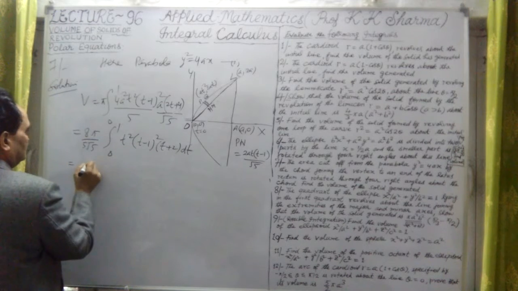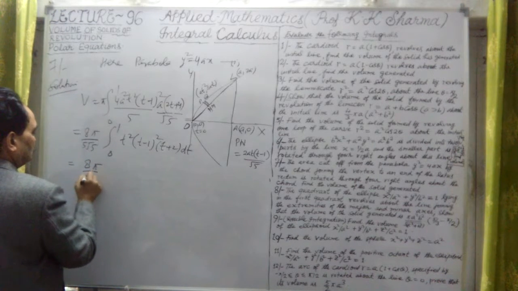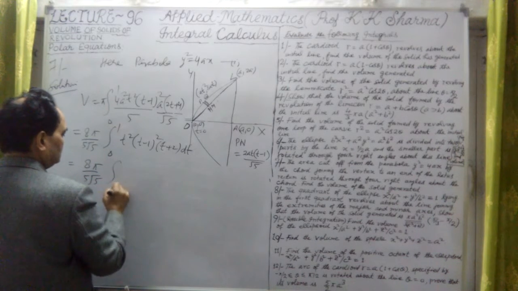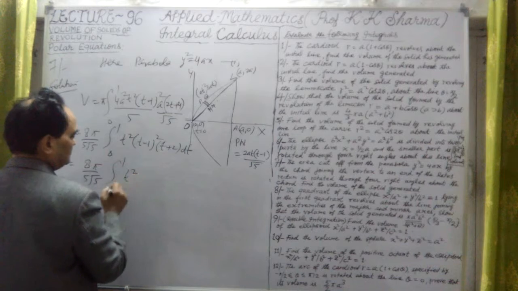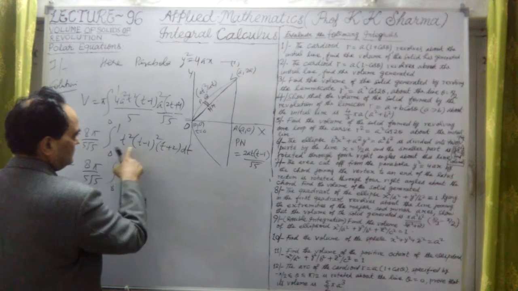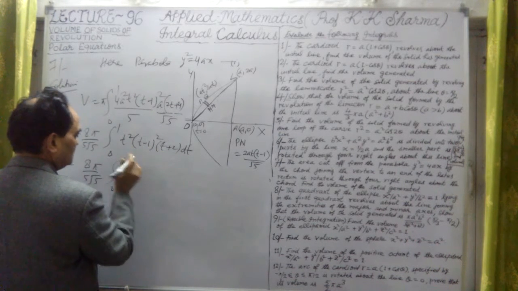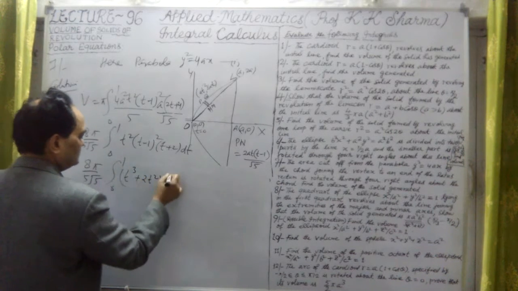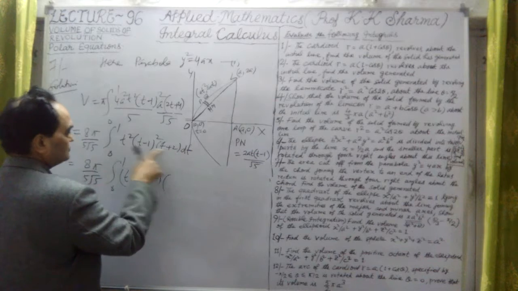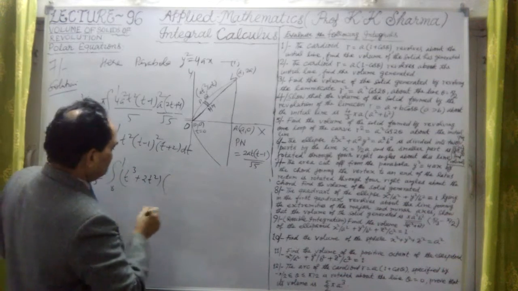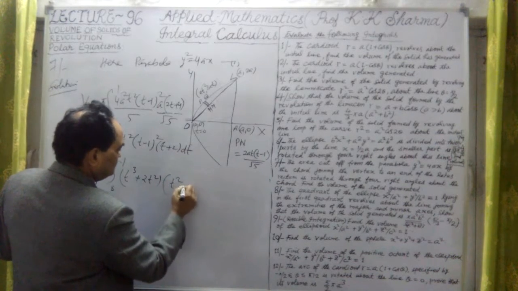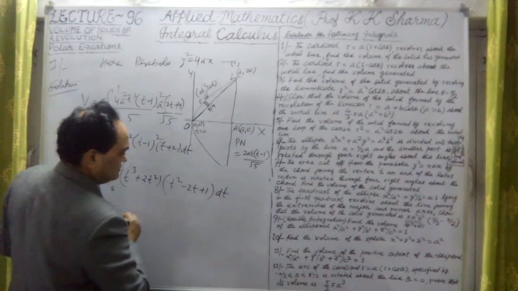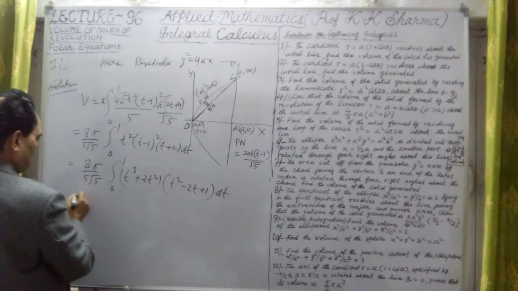So let me write here, this is 8 pi upon 5 root 5, and let me first open this: t square, or if I write it as t cube plus 2t square. This is one step, t plus 2 is multiplied by t square, and t minus 1 whole square is t square minus 2t plus 1, this dt is to be multiplied now.